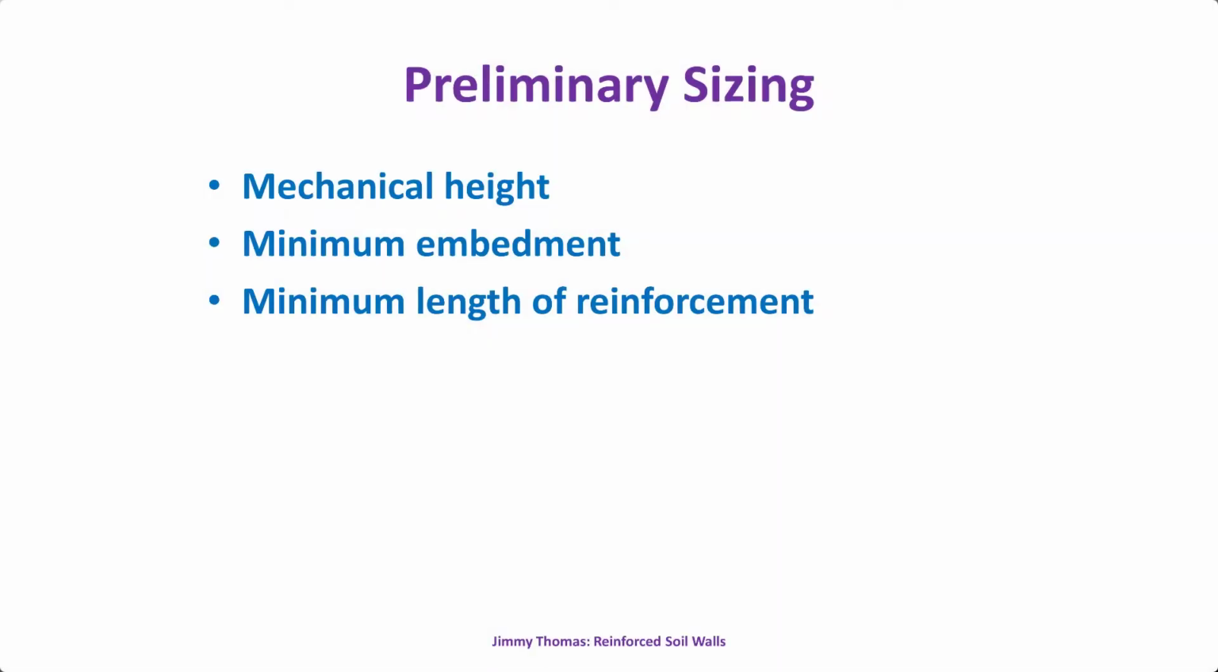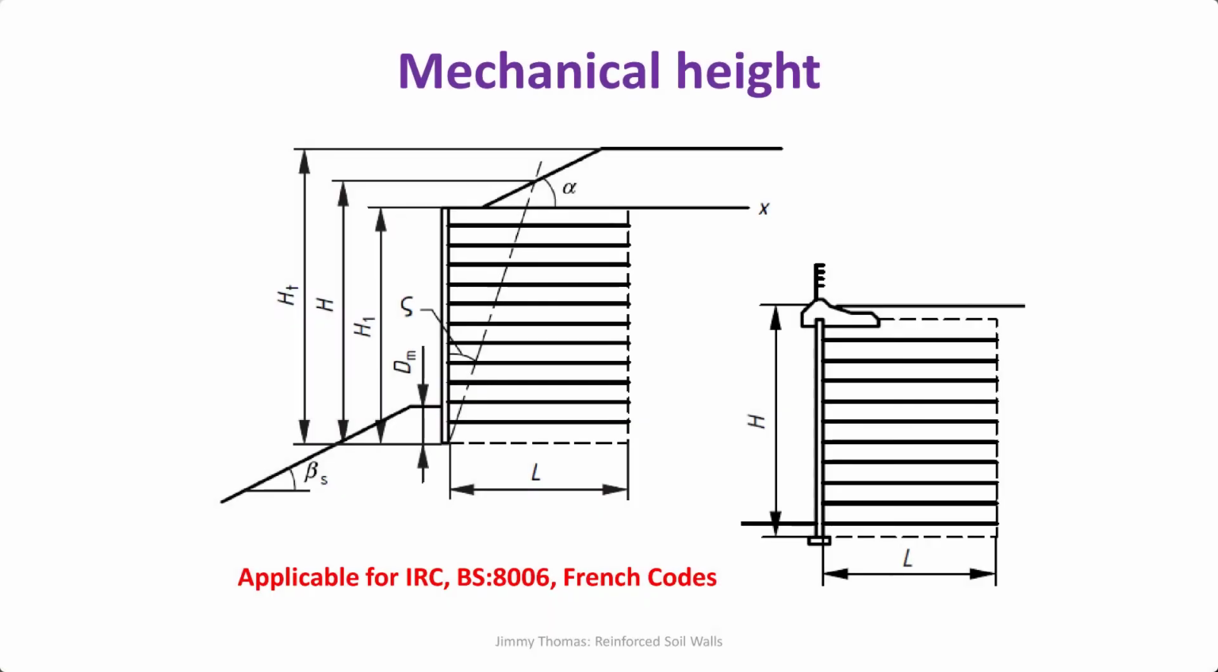Then coming to the preliminary sizing, there are three aspects: the mechanical height, then the minimum embedment, then the minimum length of reinforcement. Now the mechanical height is actually applicable for some codes like IRC, PS and French codes. So this is actually the wall height or the facing height, but they define a mechanical height, like you draw this line and this angle is defined, and where it intersects, this becomes our mechanical height.